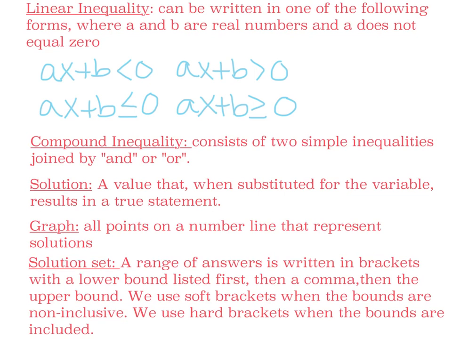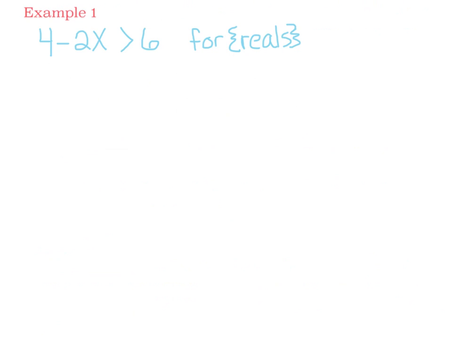And our last definition is a solution set, which we have talked about. But when you're doing an inequality, it's a range of answers, and so it's written in brackets with a lower bound listed first, then the comma, and then the upper bound. We put soft brackets on it when the bounds are non-inclusive, and we use hard brackets when the bounds are inclusive.